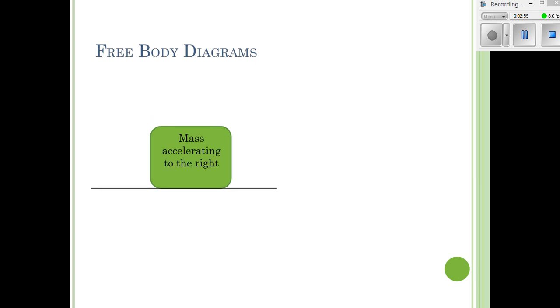This one is slightly more complicated because now we are accelerating to the right. It doesn't specify why we're accelerating, but we know we're accelerating to the right. Okay? We are still going to have our force of gravity pointing down because it's always there. We're still on a surface, so we are going to have the normal force going up. And since it doesn't mention that the mass is being lifted or falling, that means the normal force and the gravitational force are going to be equal and opposite. Now, since the mass is accelerating to the right, we do have motion in the right.